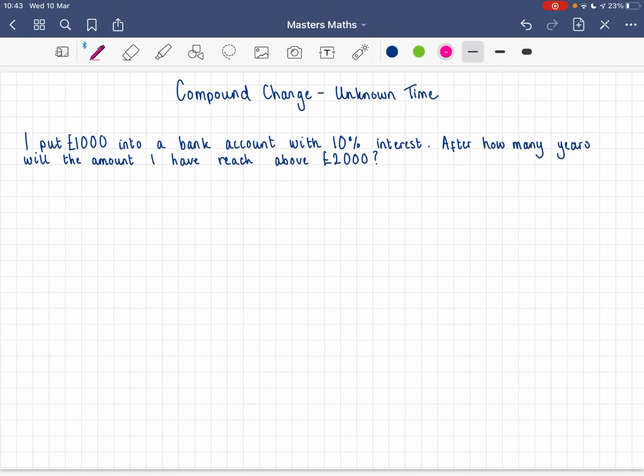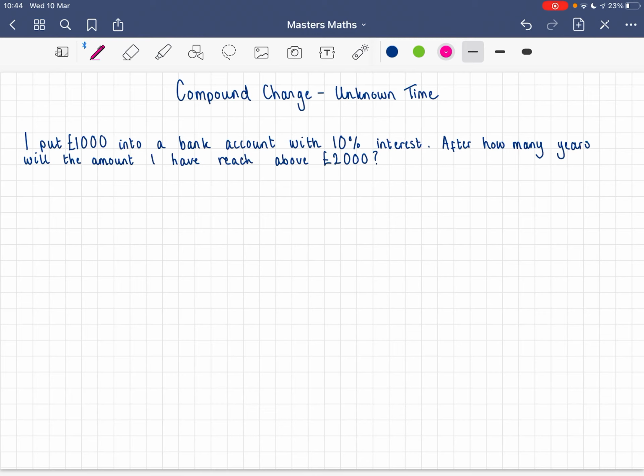So we have £1,000 in the bank account, 10% interest every year. After how many years will the amount I have reach above £2,000? So we're looking to double our investment, but we want to know how long that's going to take us.